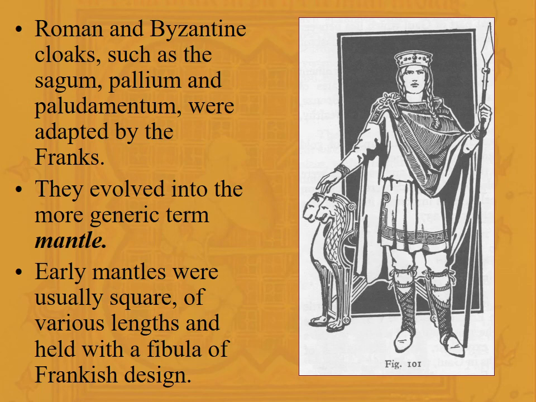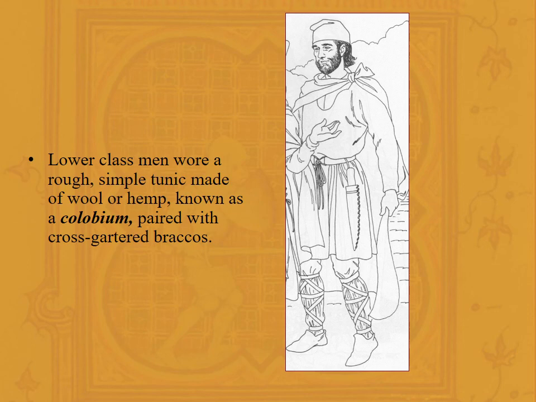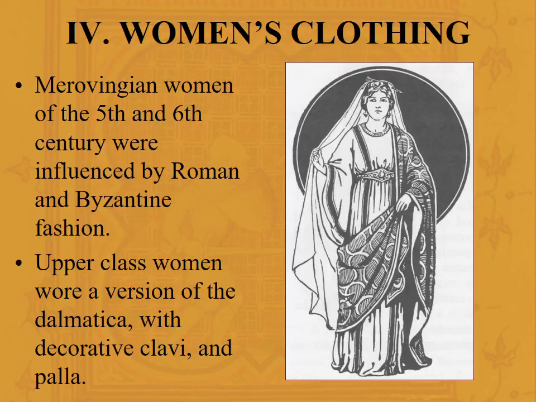We can stop talking about sagums, palliums, paludamentums, blah, blah, blah. We'll just call them mantles now, okay? Basically a square, of various length, held with a fibula of Frankish design. There you go. We do have this simple rough tunic known as the colobium, which is basically, you can see, still a tunic. It has longer sleeves, belted, girdled, and not full like the bliaud. And of course, bracos with cross-gartering. Okay, that was easy. How about the women?